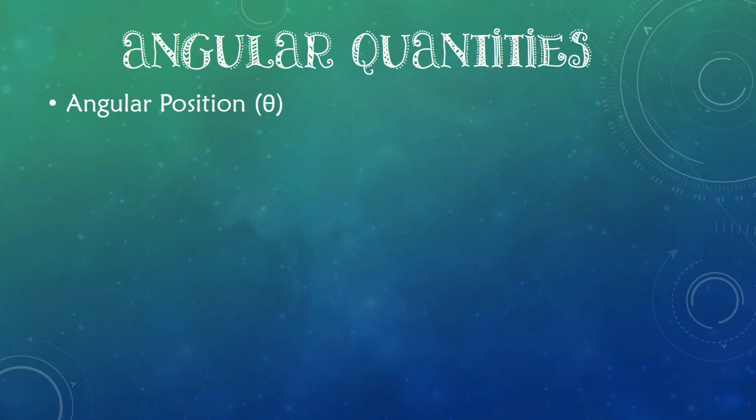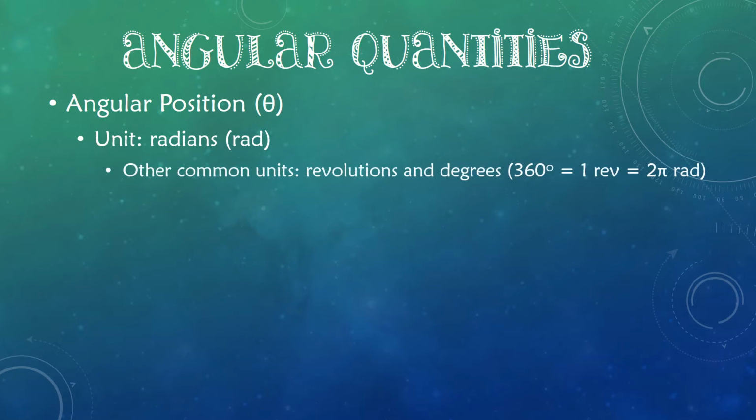Just as we did with studying linear motion, when we're studying angular or rotational motion, we need to focus on some quantities to describe that motion. Just as we started out with linear motion, we'll start out with angular position, which in this case will be, you will use the symbol theta to represent the angular position. Angular position is measured in radians, RAD for short, but sometimes we'll use other units, such as revolutions or degrees.